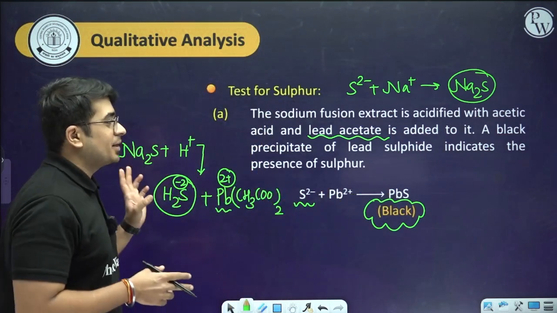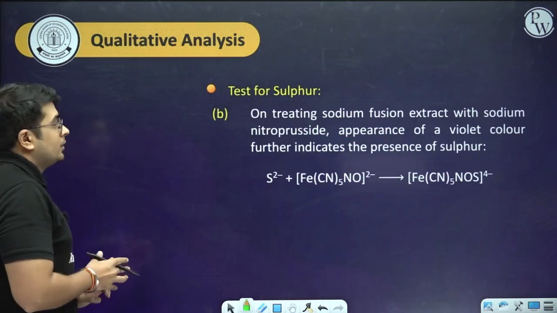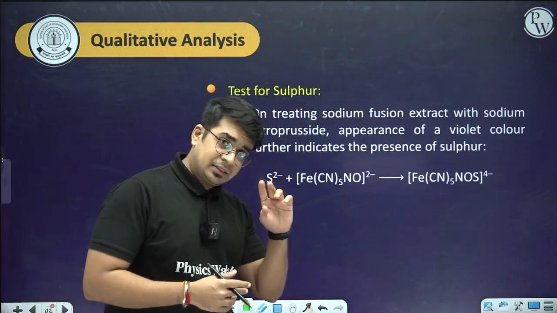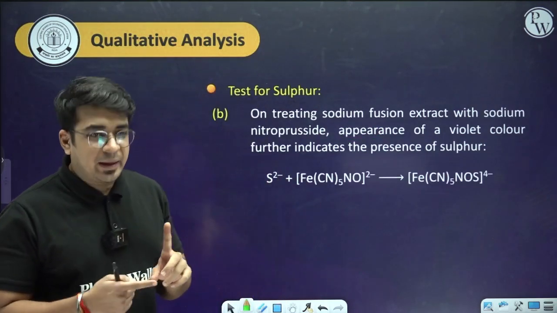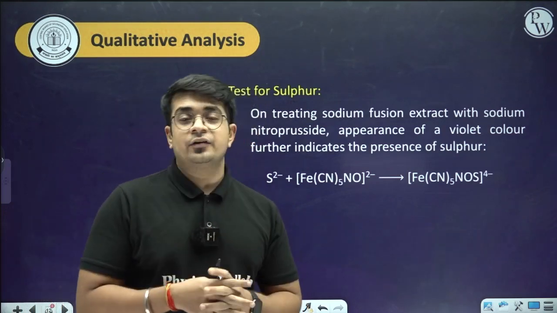I hope this entire part is clear. It's a very easy test for the detection of sulfur. Now, there is one more test, because there might be a chance that other ions are also present and they are going to hinder that part. So I need a confirmatory test.